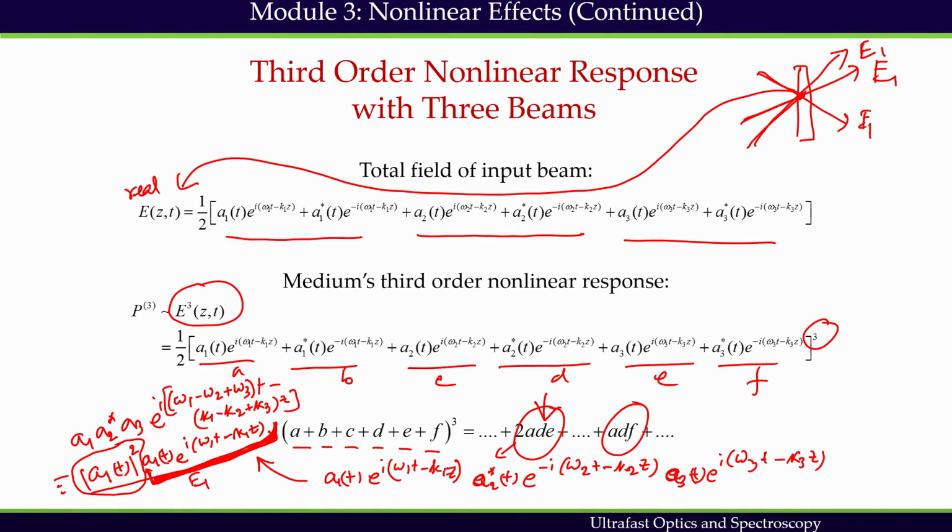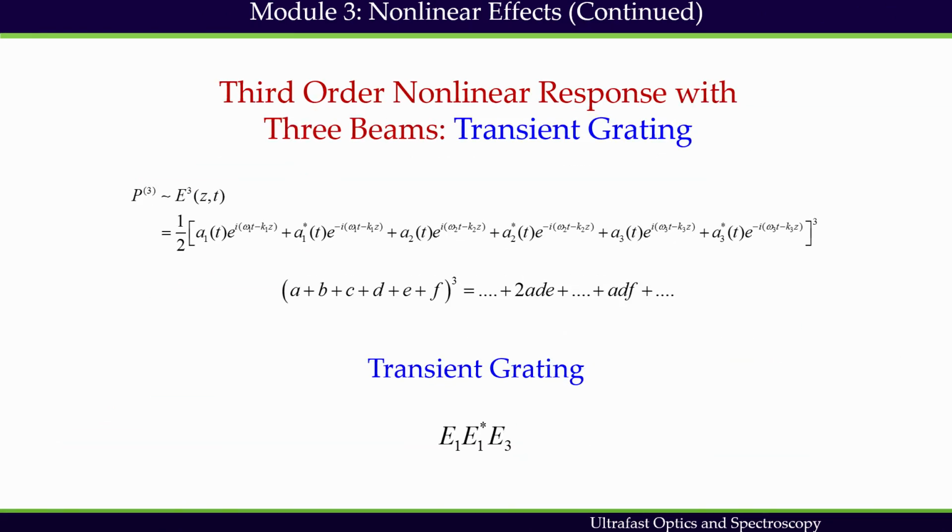But instead of taking all identical beams, we can also consider two identical beams and a second beam. When we take three identical beams, we call it degenerate four-wave mixing, and there are two consequences of degenerate four-wave mixing. One consequence is self-phase modulation, another one is self-focusing.